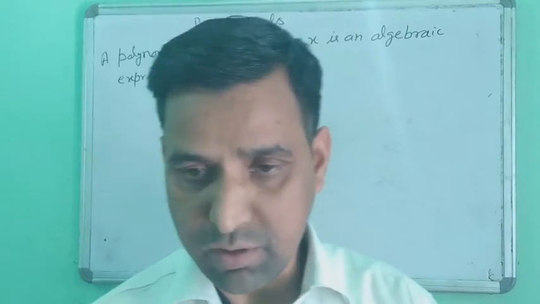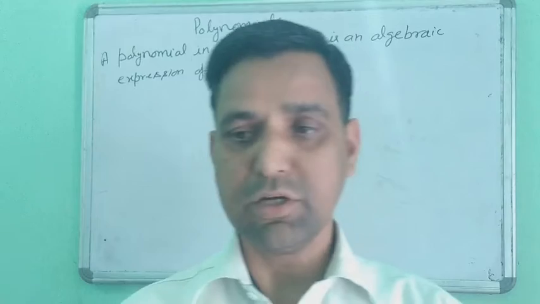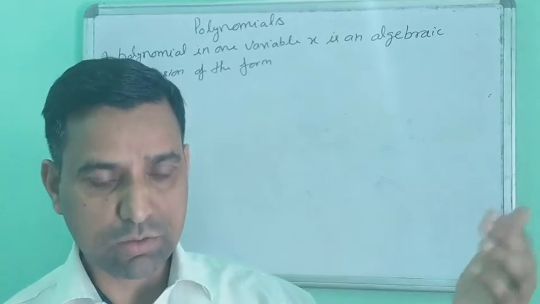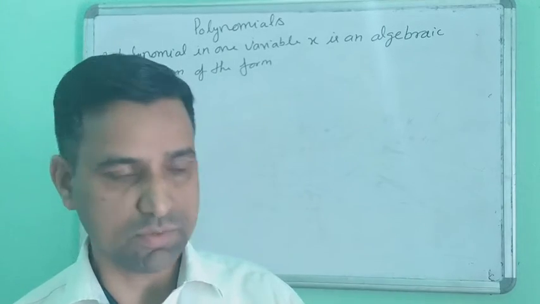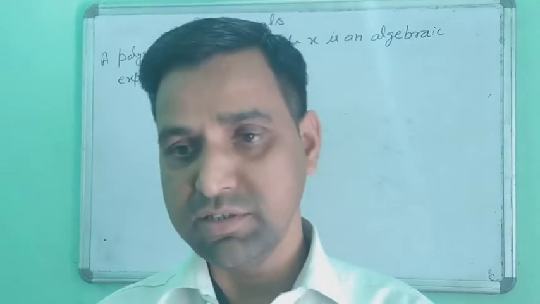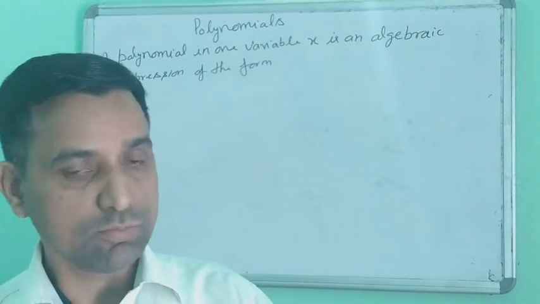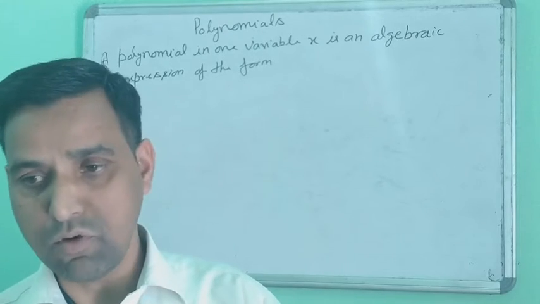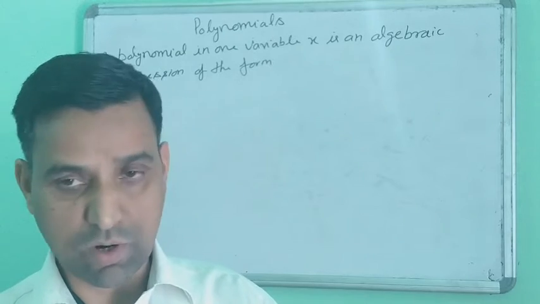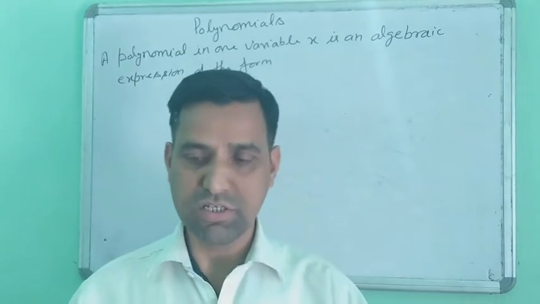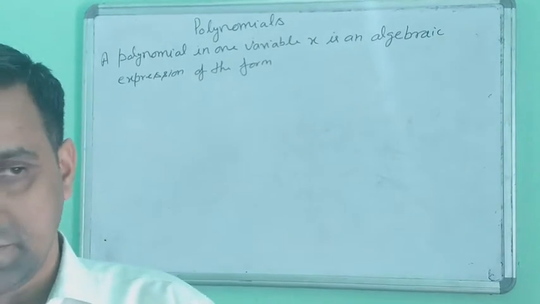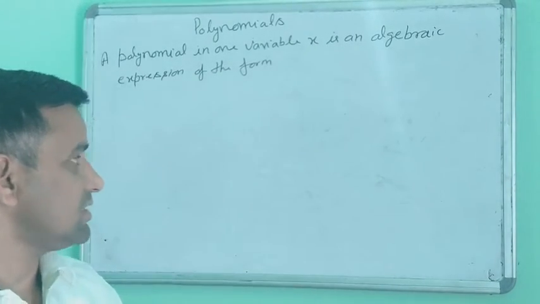Some polynomials have one variable, some have two variables, or three variables. Polynomials can have one exponent, two exponents, three exponents, different types. But in your syllabus there is only one variable and different exponents. A polynomial with one variable is linear in form. With exponent two, it is quadratic. With exponent three, it is cubic, and with exponent four, it is biquadratic. One by one we will discuss this.